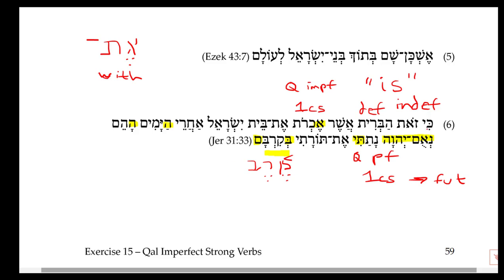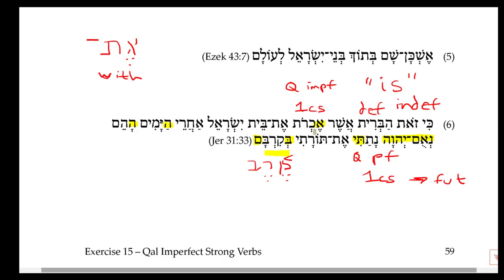So zot habarit, this is the covenant which ekrot, I will cut with the house of Israel after those days, a declaration of the Lord. I will give, or I will set. Natan can also mean set. I will set my law in their inward part. That's a very famous promise, and it actually looks forward to the Holy Spirit who will indwell Christians and bring God's law into their hearts.